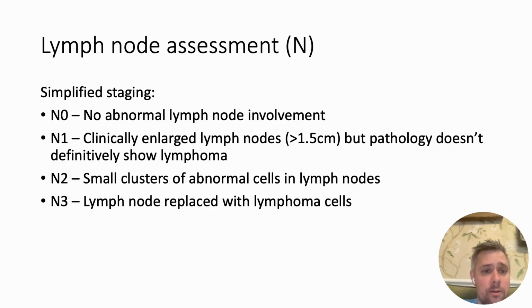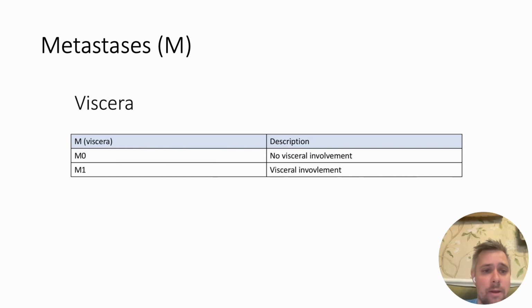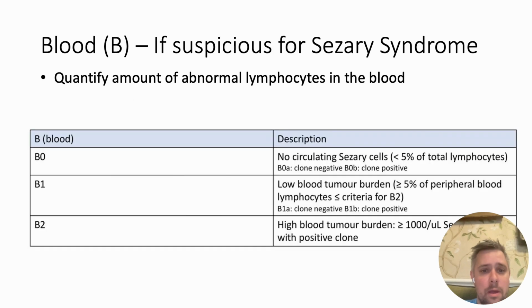Then you will do the lymph node assessment. So it's quite complicated, but just very simply, N0 means no abnormal lymph node involvement. N1 means clinically enlarged lymph nodes greater than 1.5 centimeters, but pathology actually doesn't show a definitive abnormal lymphocyte collection. N2 is small clusters of abnormal cells in the lymph nodes, and N3 is the lymph node is completely replaced with lymphoma cells. And then metastasis is easy, M0 no visceral involvement, M1 there is visceral involvement.